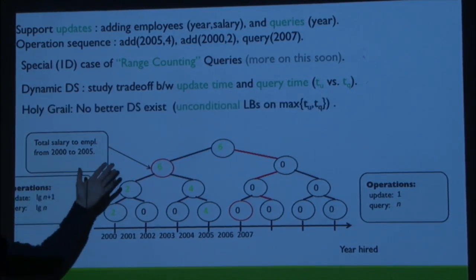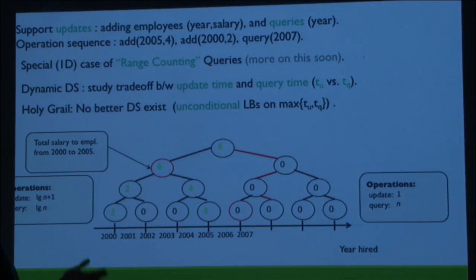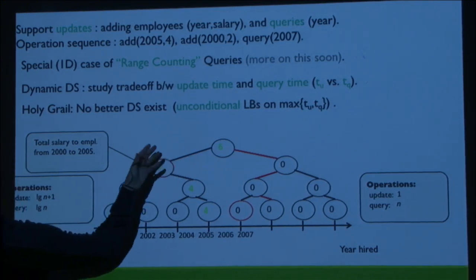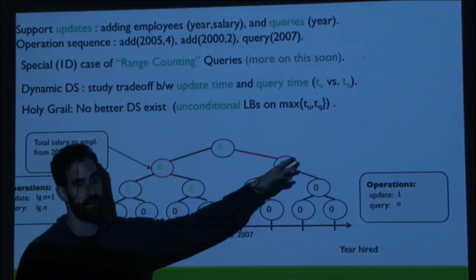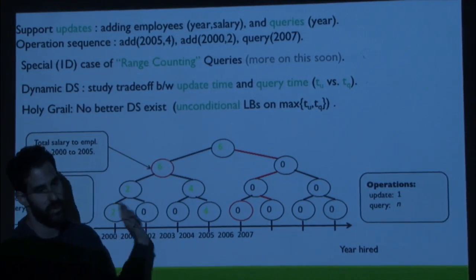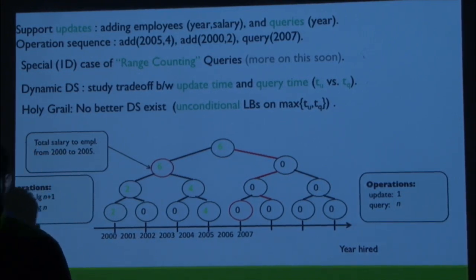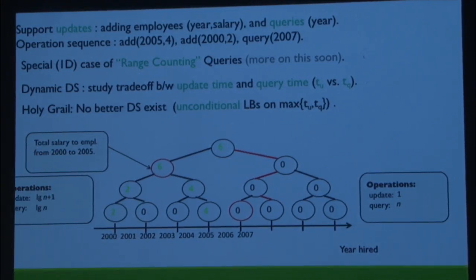And the holy grail is, again, to answer, is there a better data structure for this? Can we enjoy both worlds? Is there something in between? And the holy grail here is to really prove an unconditional trade-off, an unconditional lower bound on the maximum, let's say, of the update or query time. So you want to say range counting has to take, either your update has to be expensive or your query. Does that make sense so far?